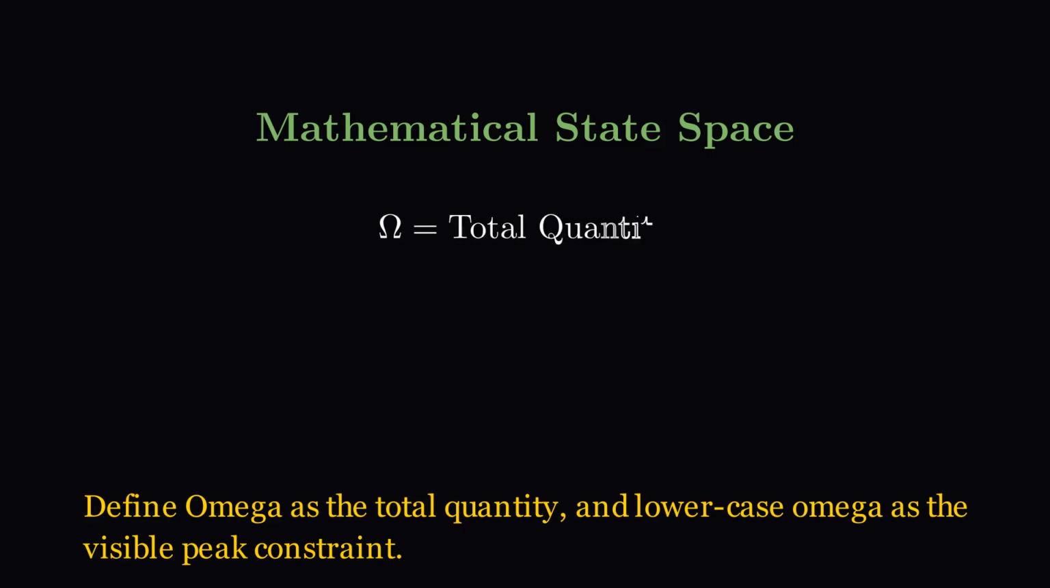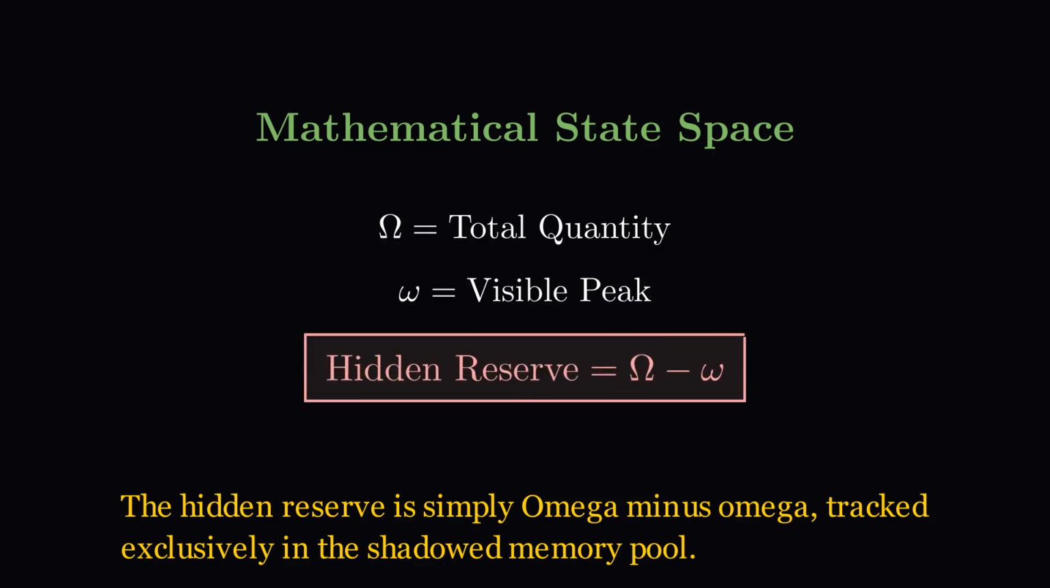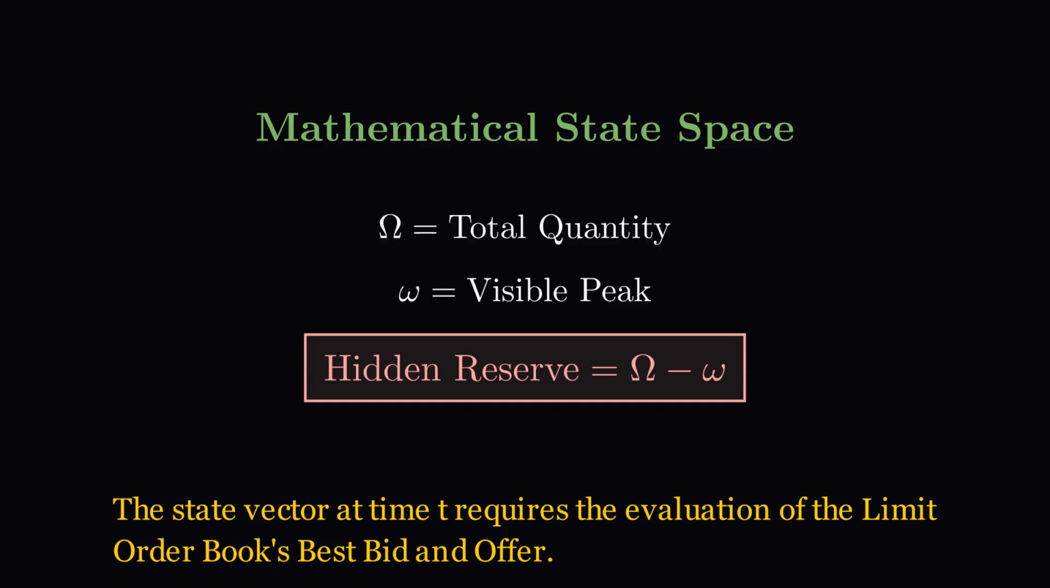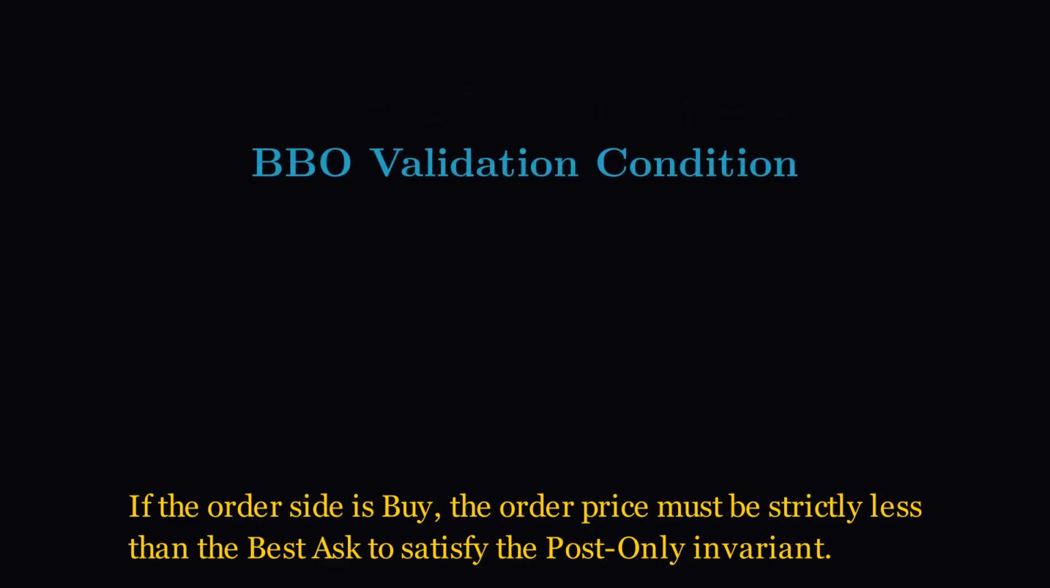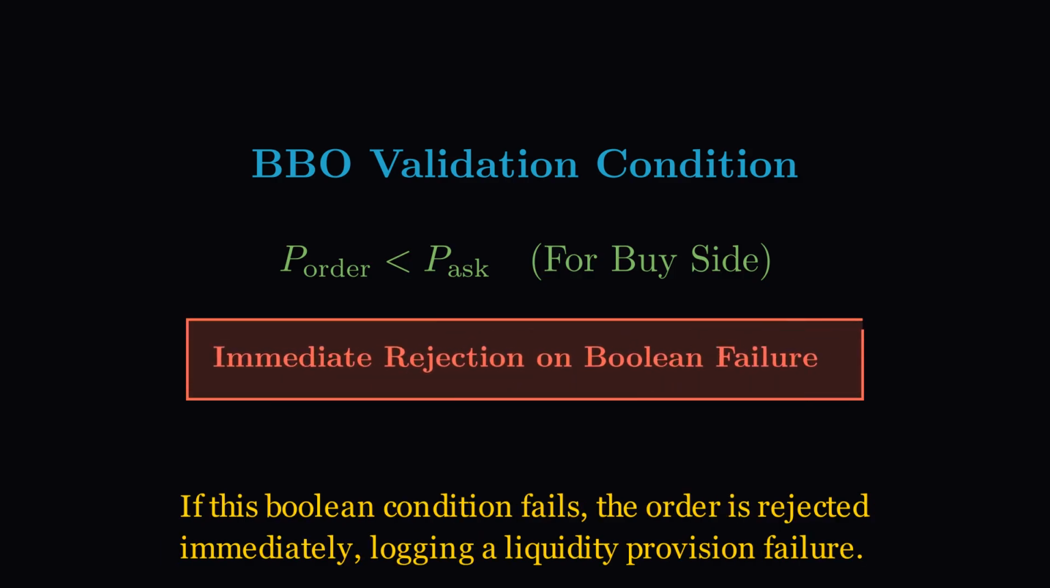Define omega as the total quantity, and lowercase omega as the visible peak constraint. The hidden reserve is simply omega minus omega, tracked exclusively in the shadowed memory pool. The state vector at time t requires the evaluation of the limit order book's best bid and offer. If the order side is buy, the order price must be strictly less than the best ask to satisfy the post-only invariant. If this Boolean condition fails, the order is rejected immediately, logging a liquidity provision failure.